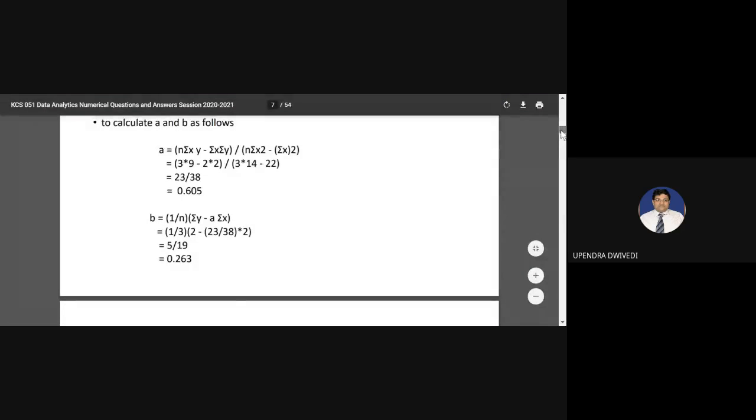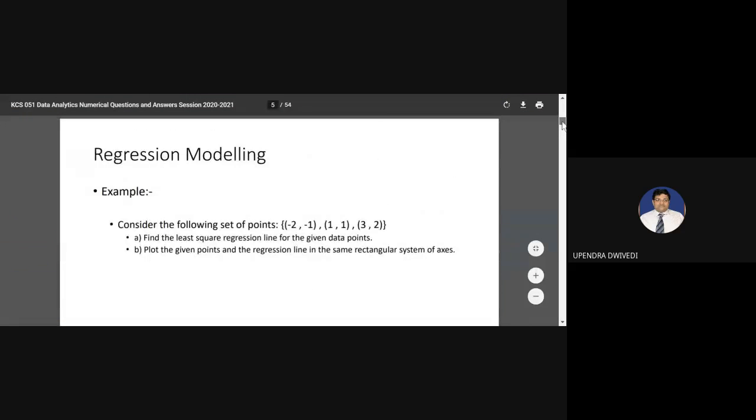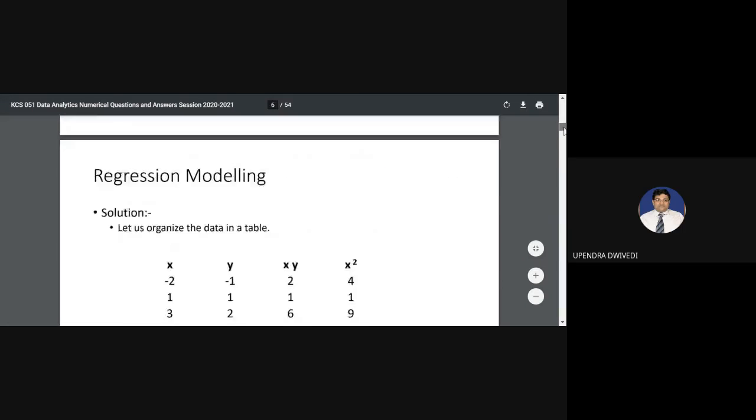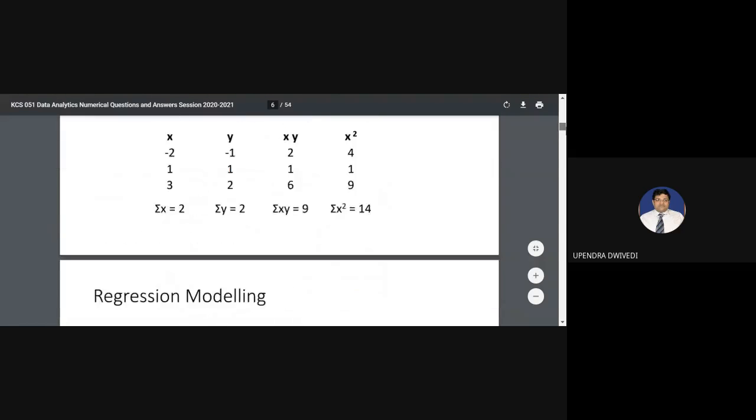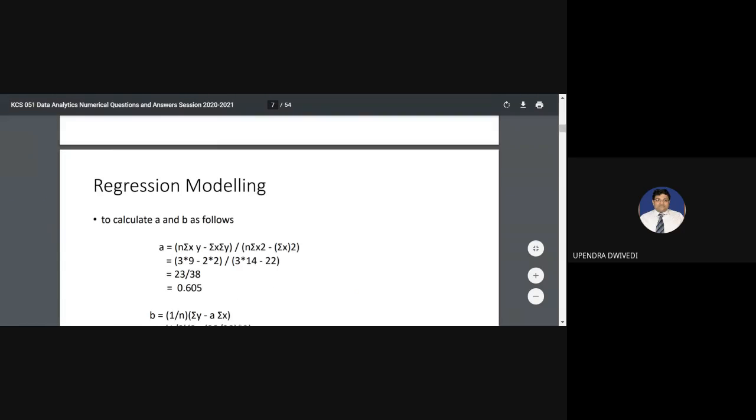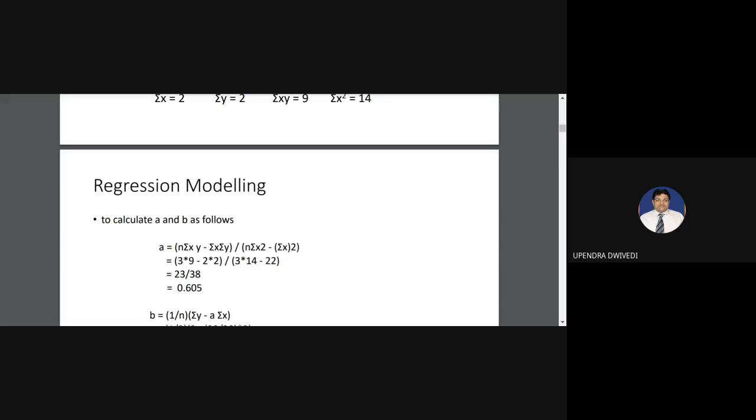Okay, so this was our example that we have discussed. For this example, we have the values -2, -1, then 1, 1, then 3, 2. So there are three data points. Now we'll find the least square regression line. You can solve the numerical problem using this table and the formulas for calculating A and B, or you can just go to the program and run the whole thing.